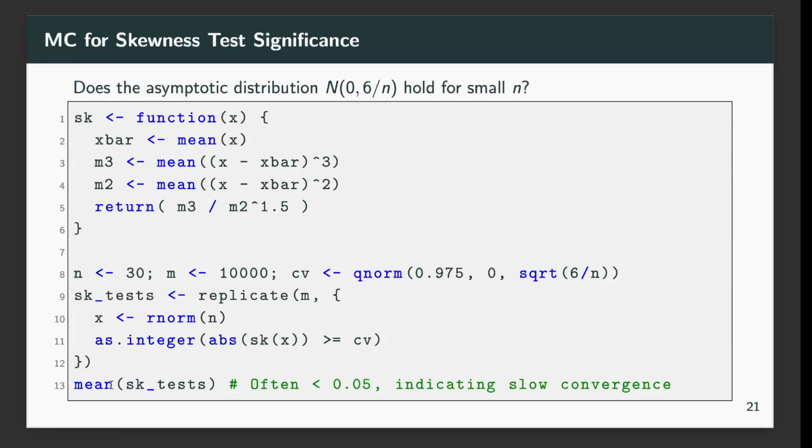Practically, if you use this test when n equals 30, what happens is that you will miss more departures from normality than you would expect based on the chosen alpha level. So this is exactly the kind of finite sample finding that Monte Carlo studies should be used to uncover.